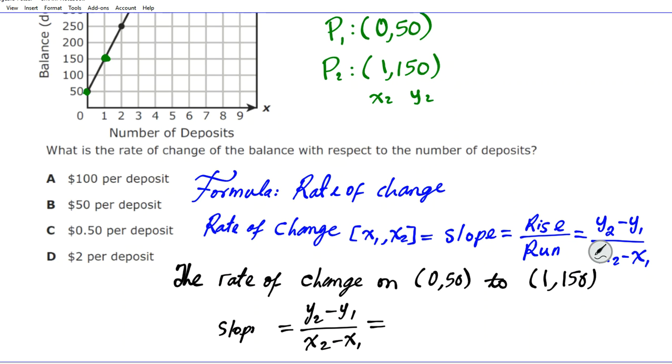So let's compute the rise. The rise is y2, which is 150, minus y1, which is 50, divided by the run, x2, which is 1, minus x1, which is 0. 150 minus 50 is 100, over 1, which is just 100. Okay, it says $100 per deposit. So our answer for question 1 is option letter A.